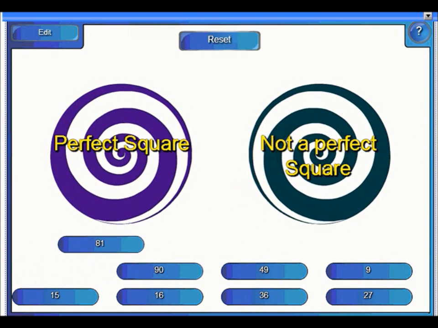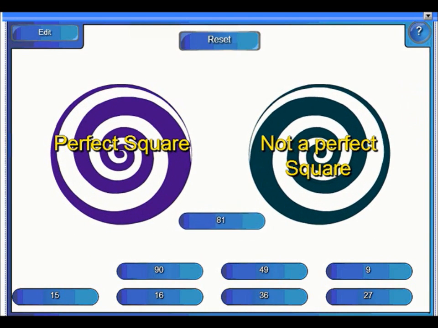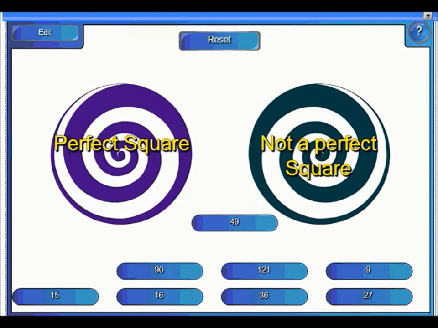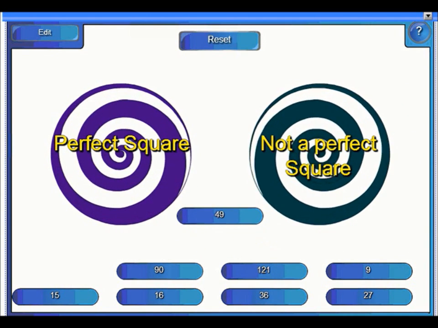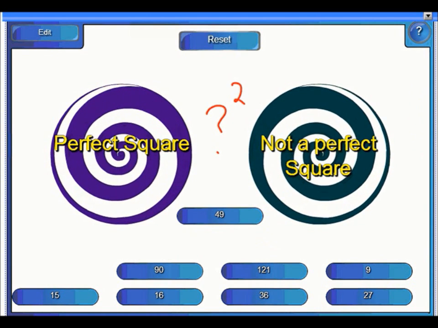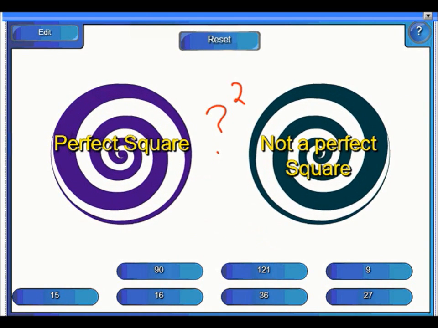Is 81 a perfect square? Well, 9 times 9 is 81. 9 squared is 81. So, yep, it's a perfect square. What about 49? Is any number squared 49? Yes, 7 squared is 49. 49 is a perfect square.